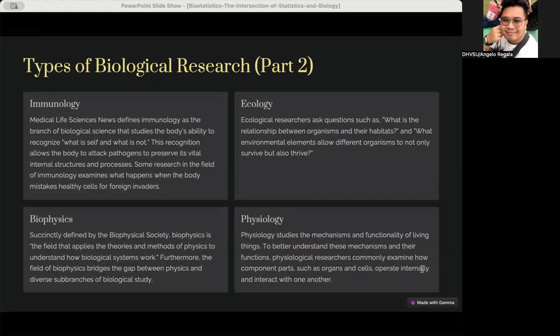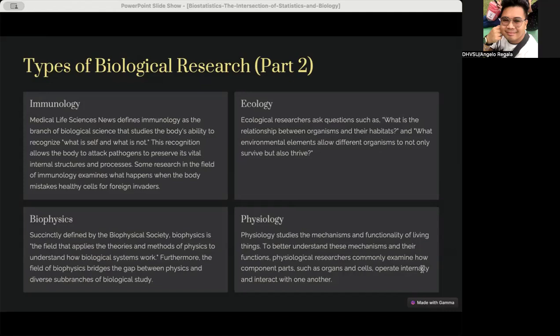In ecology, ecological researchers ask questions such as the relationship between the organism and its habitat, or what are the different environmental elements that would allow different organisms not only to survive but also to thrive under certain conditions, whether it's a harsh condition or a foreign condition.